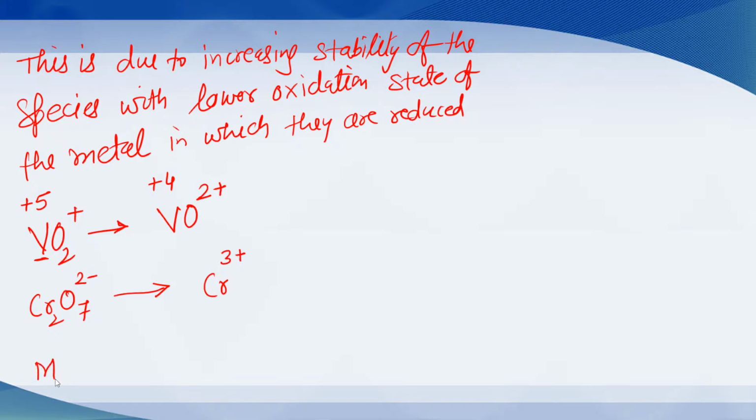Just remember, Cr2O7 2 negative is reduced to Cr3 plus. MnO4 negative is reduced to Mn2 plus in acidic medium. Okay?